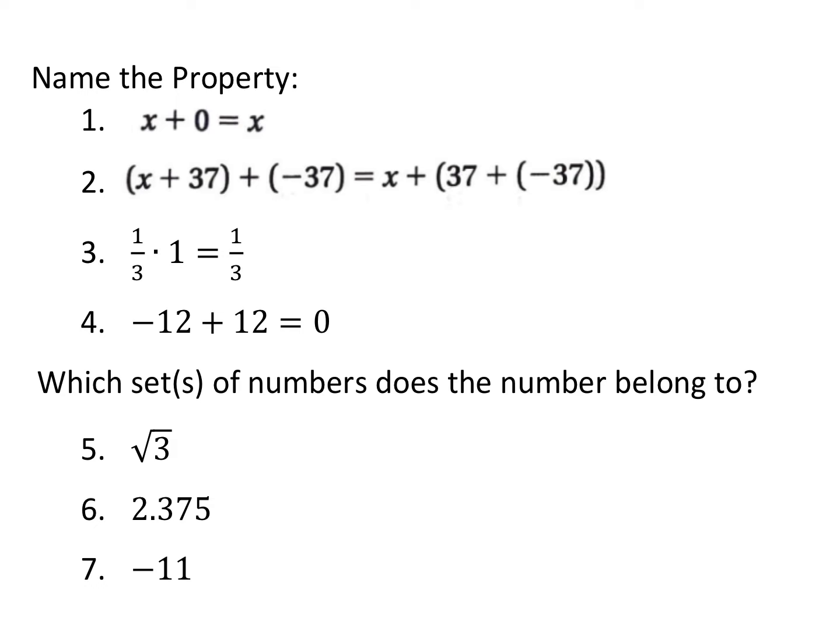It's x plus 0 equals x. What is that? Started as x and it ended as x. Its identity did not change, right? So this is the identity property of addition.